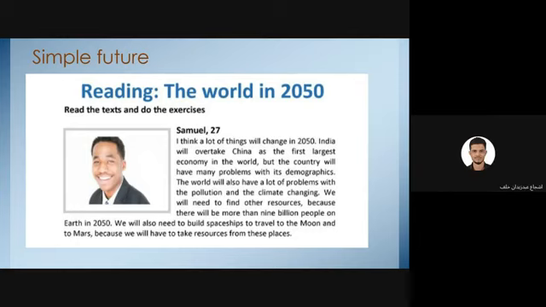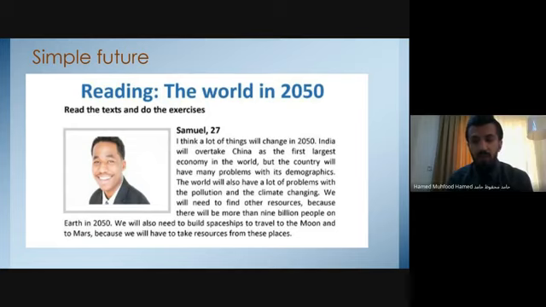Now, Mr., the world will have a problem with the population and with resources, less resources, and we will need to build a spaceship to travel to the moon or Mars to take resources from it.